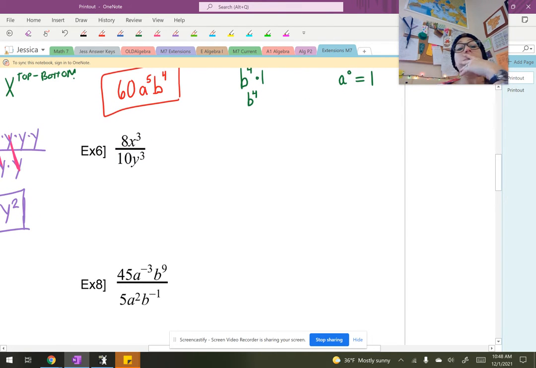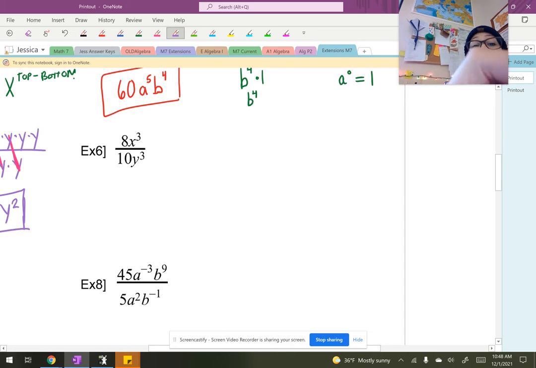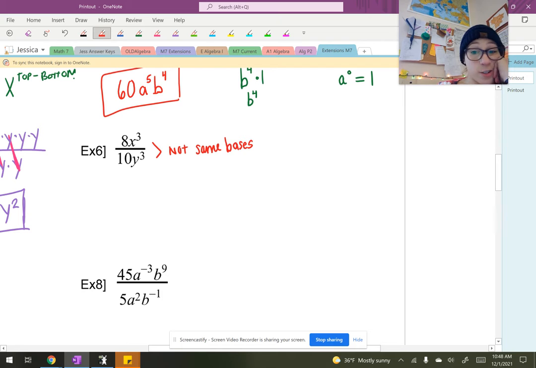Okay, so here, 8 and 10, neither of those have exponents. x to the 3rd and y to the 3rd. Well, I definitely don't have same bases there. Those are not same bases. However, there is a little bit of simplifying I can do.